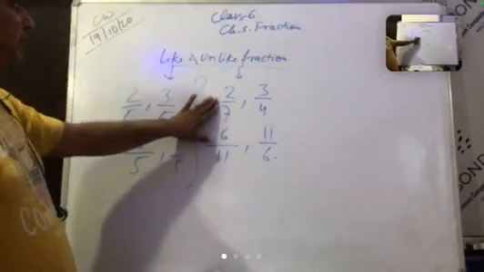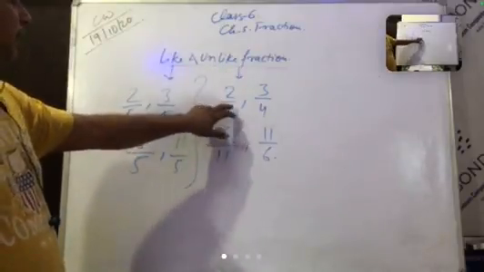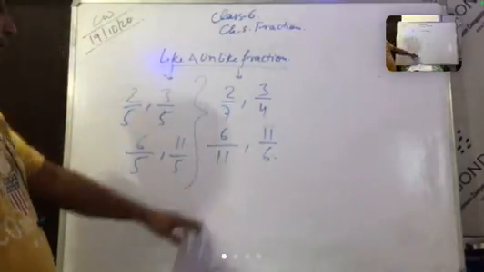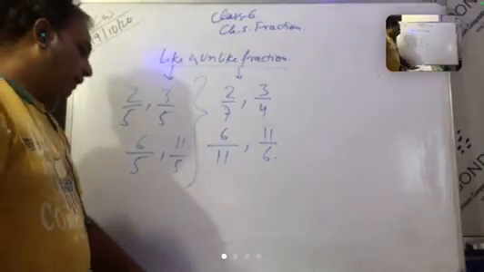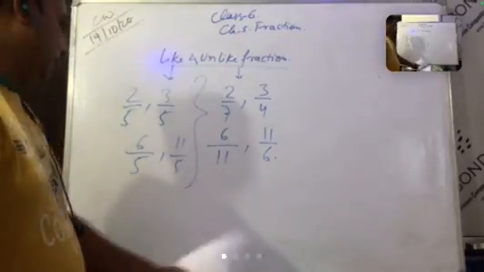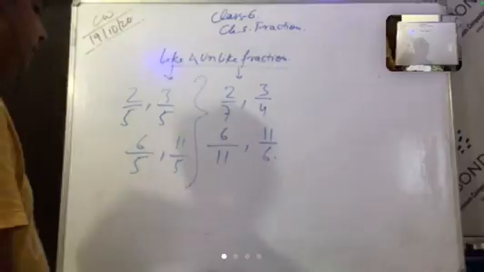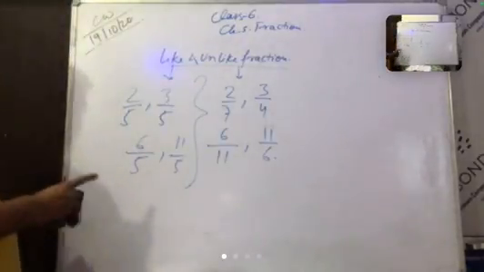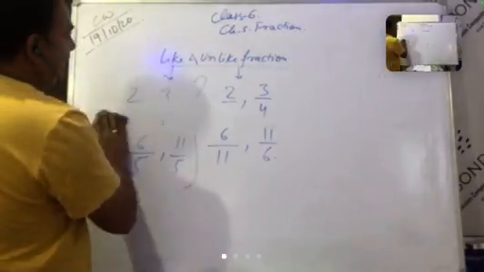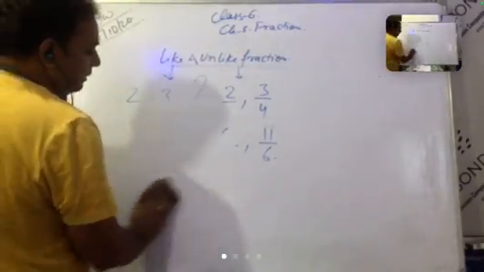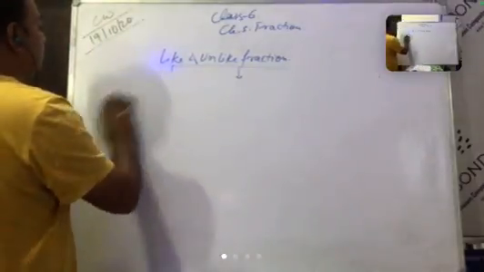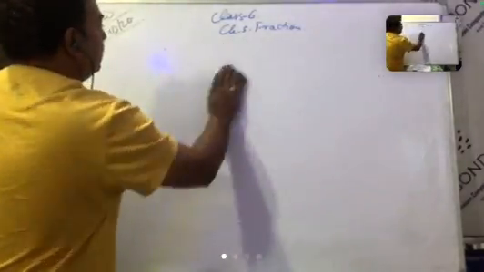Unlike fraction is basically when the denominators are different, then we say that the fractions are unlike. So today we will continue the exercise number 5D. The rest of the discussion is in the video, so you can just watch the video related to this chapter, then it will be easy.